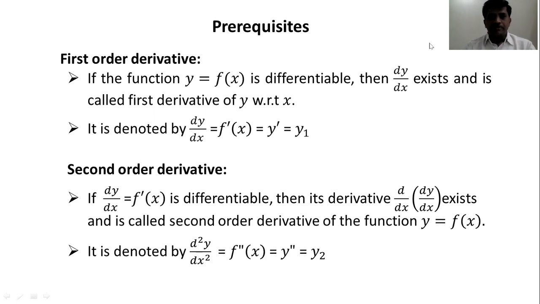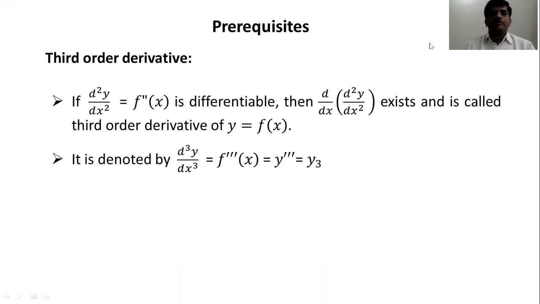Second order derivative. If dy by dx equals f dash of x is differentiable, then its derivative d by dx of dy by dx exists and is called second order derivative of the function y equals f of x. It is denoted by d square y by dx square equals f double dash of x or y double dash or y2.